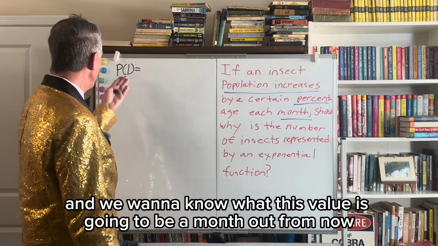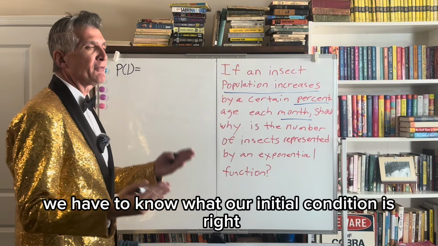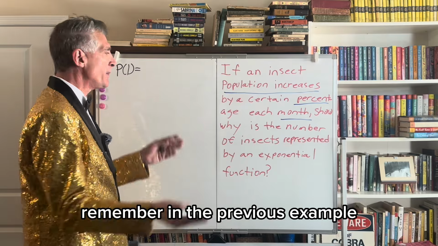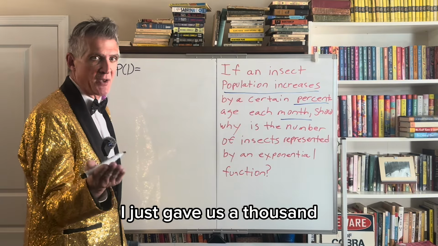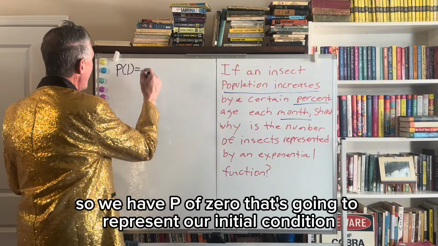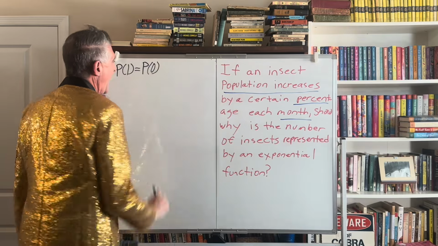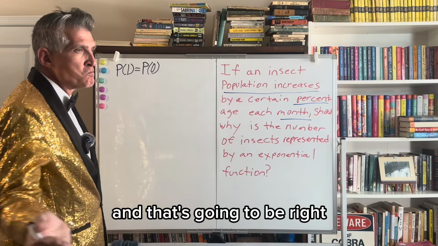And we want to know what this value is going to be a month out from now. How do we calculate that? Well, we have to know what our initial condition is, right? Remember in the previous example, we had 1,000 insects. So we have P of 0, that's going to represent our initial condition.